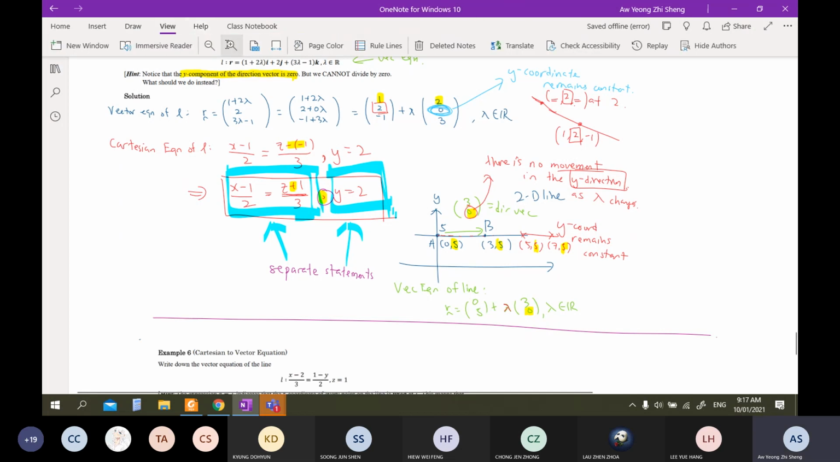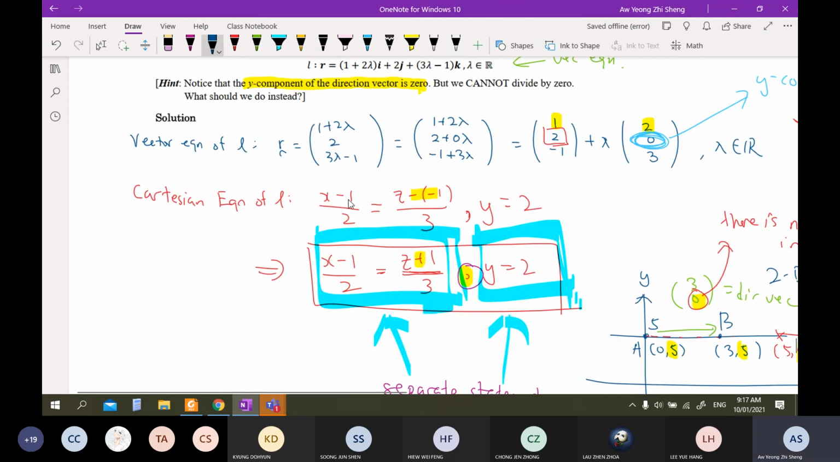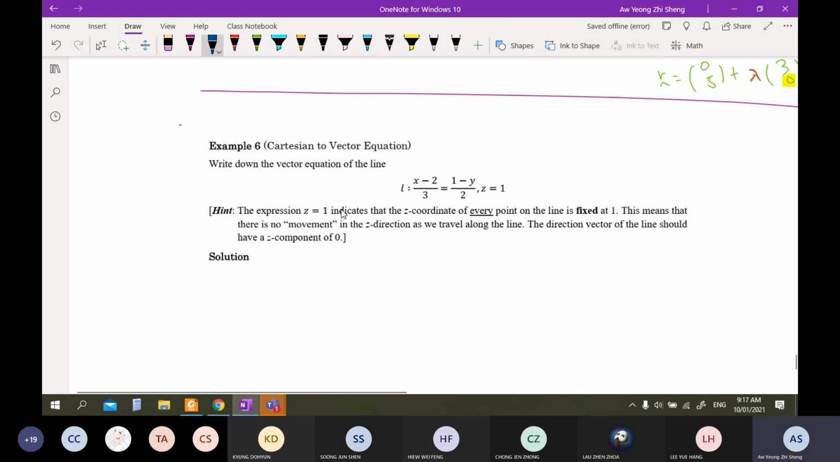So when you do the conversion to vector equation, it should be rather easy. First is to convert the fractional part to a readable form. This one is not yet readable, and this is not yet readable, especially the second fraction.